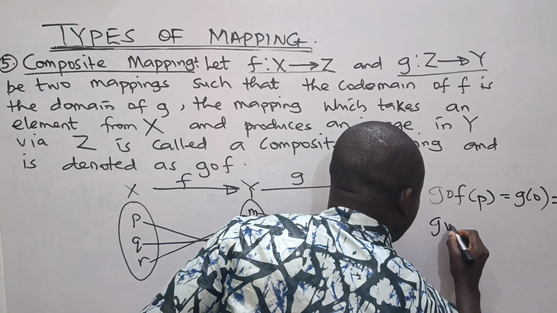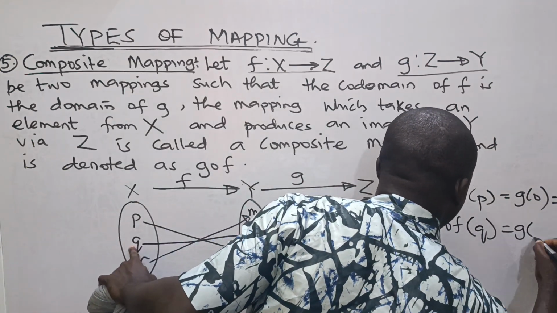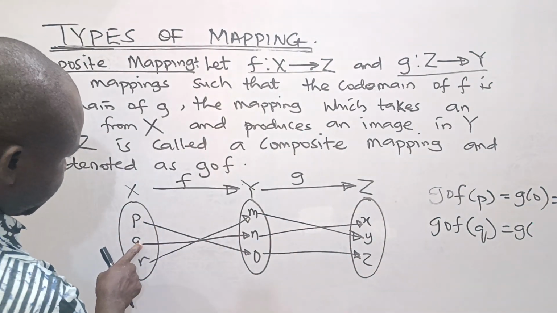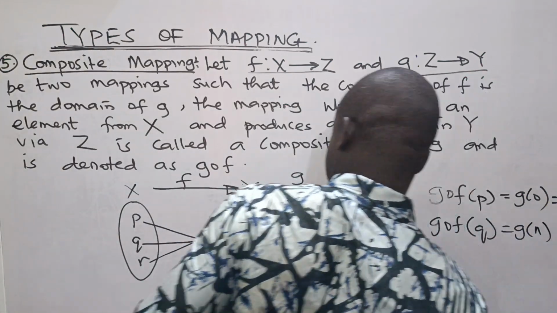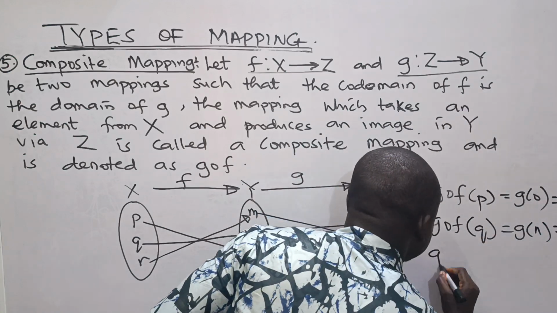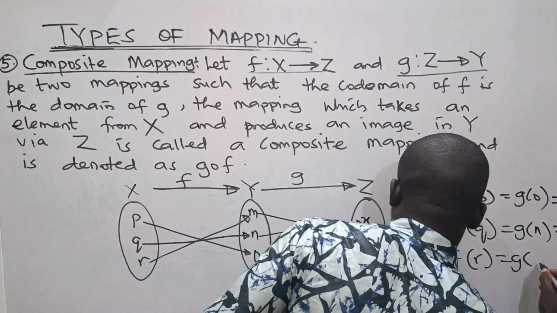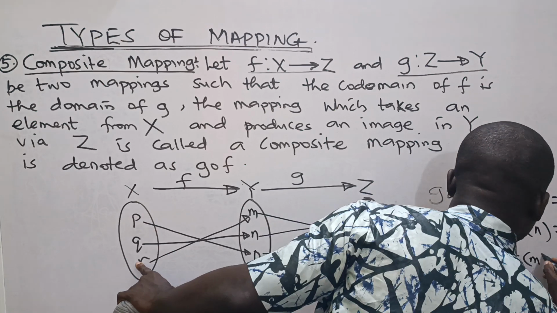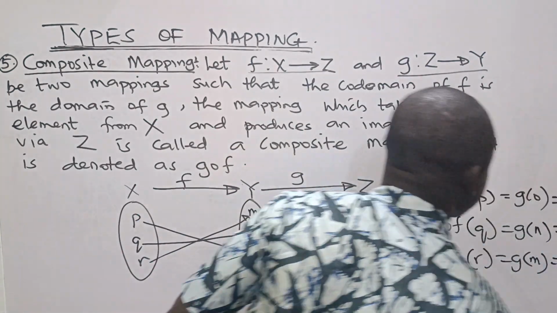We also go to G of F of Q. G of F of Q goes to N, that will be G of N. Then from N, we have X. Then we have G of F of R will be G of, what is the element of R here? That is M, then M to Y. That's what we are going to get.